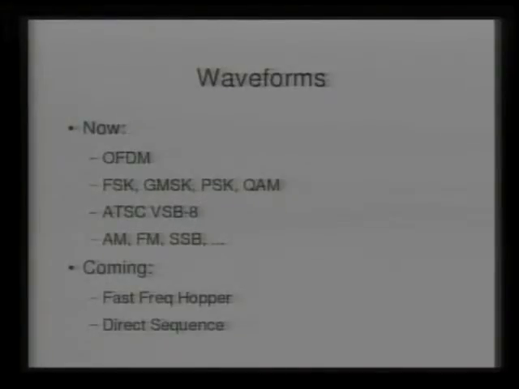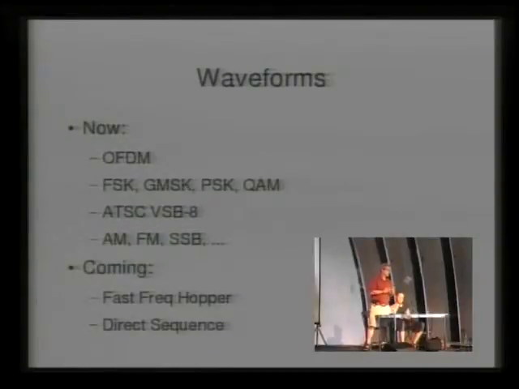Frequency division multiplexing is sort of everybody's popular waveform today. It's what your 802.11a and g are built on top of. The DAB stuff is that way, bunches of them. FSK, GMSK, PSK, QAM. ATSC is the US digital television standard. And we've got some stuff coming in the future, depending on people's interest, which is fast frequency hopping, as well as direct sequence spread spectrum.